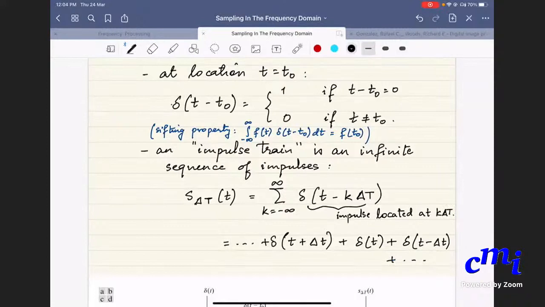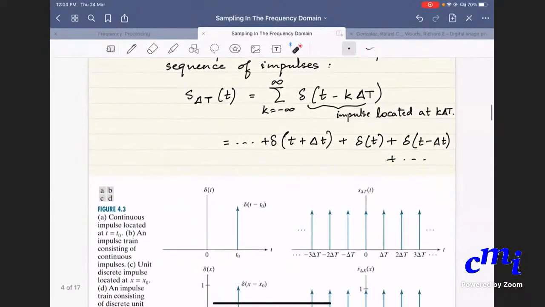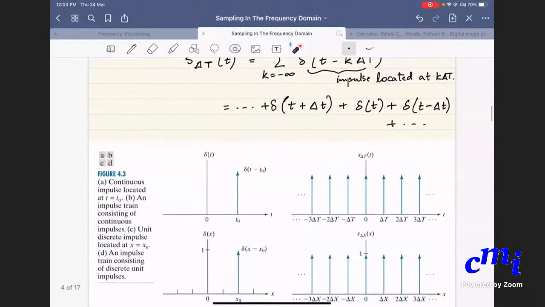Okay, so you take all the sequence. This is called an impulse train. So it looks like this. This is an impulse train. So on the left-hand side here, this is just the impulse.